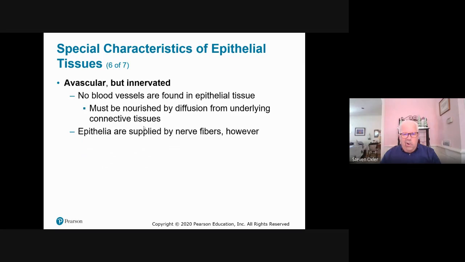Epithelial tissue has no blood supply. The word for no blood supply is avascular, without vascularity. But it has nerves. Okay, so there are no blood vessels in the skin because they get their nourishment by diffusion from connective tissues. But epithelial tissues do have nerve fibers. So you have touch and itch and all that stuff in your epithelial tissue.